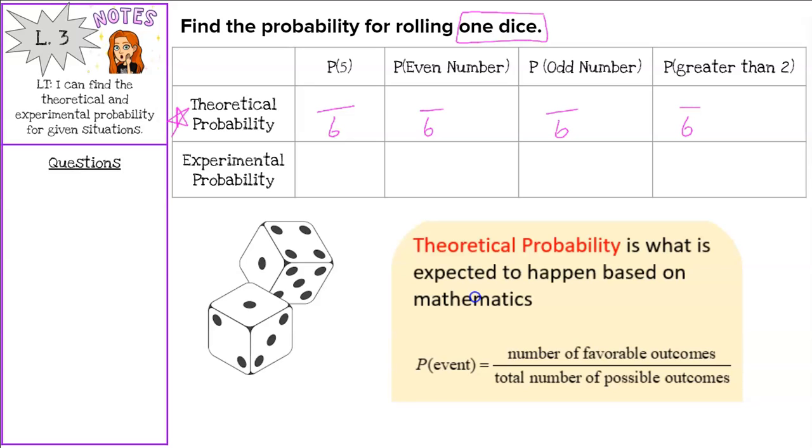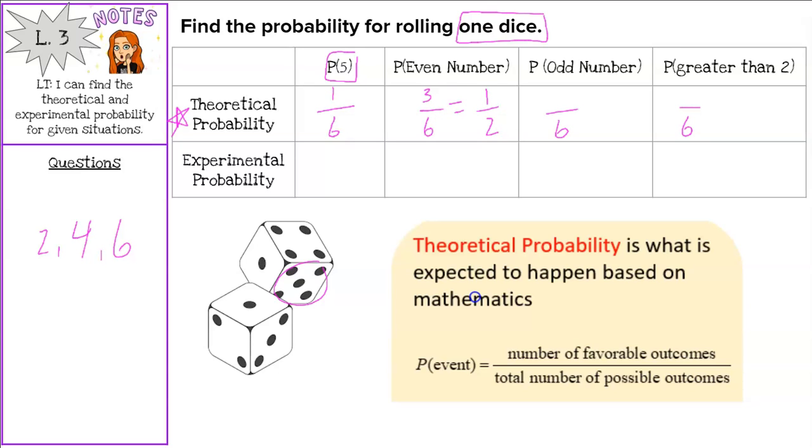Then we have to figure out the number of favorable outcomes. So for this first one, it's the probability of rolling a 5. Well, there's only 1 five per dice, so it would be 1 out of 6. Probability of rolling an even number. Well, again, those even numbers would be 2, 4, and 6. So there are 3 even numbers on my dice. So it would be 3 over 6, which equals 1/2.